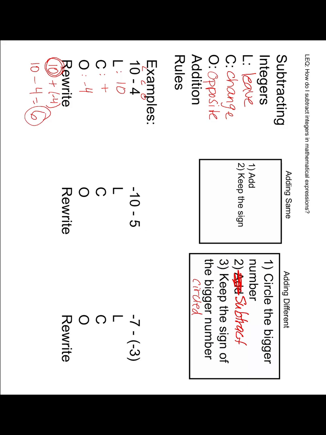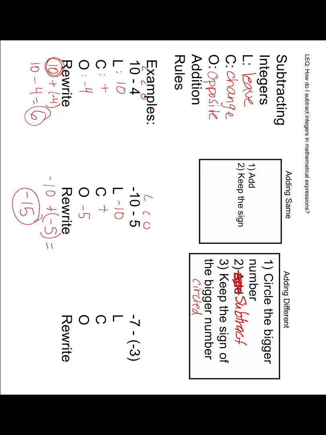If we look at our next example, negative 10 minus 5. So we're leaving our negative 10, changing our subtraction sign to an addition sign, and then changing our positive 5 to a negative 5. We're going to rewrite that: -10 plus -5. So I have the same sign. Same sign tells me I'm going to add. So 10 plus 5 is 15. And then keep the sign. Negative, negative. So it's -15.